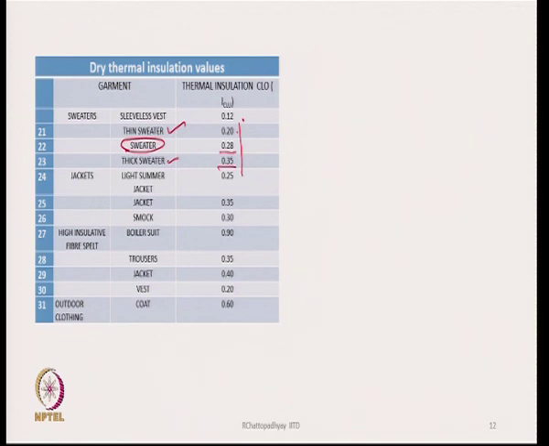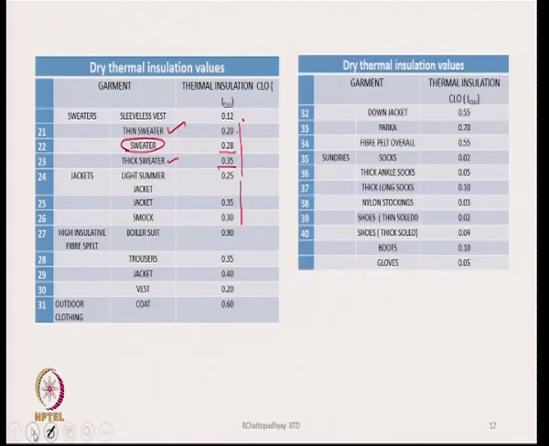No details are given here about what material has been used, whether it is wool or polyester or a blend. Some typical values have been given, and we can get an idea that if we use a thick sweater, the clo value is going to be 0.35. For jackets also, similarly, some clo values are given. So, different types of clothing and their clo values are stated in this table.